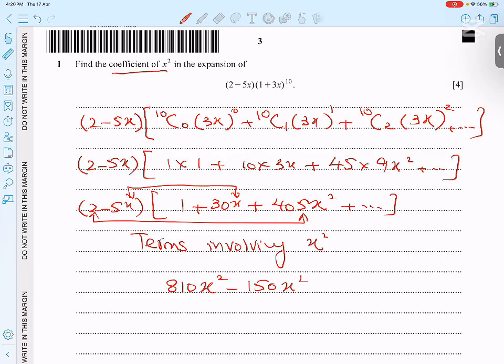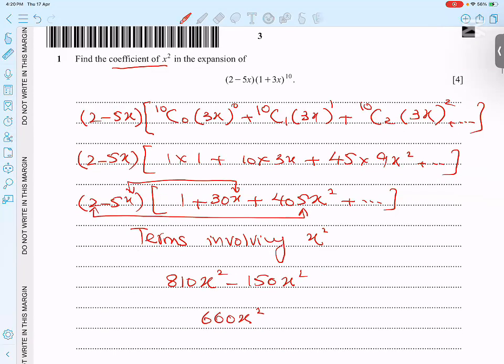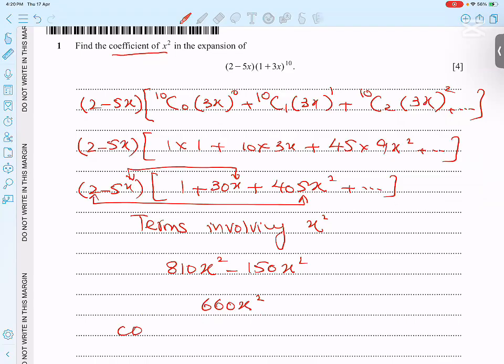And one minute, let me check. Because 1 plus, the answer turns out to be 660 x to power 2. But we're looking for the coefficient. So what does coefficient mean? Coefficient of x to power 2 is 660. So I hope the concept is very clear. And let's go for the next question.